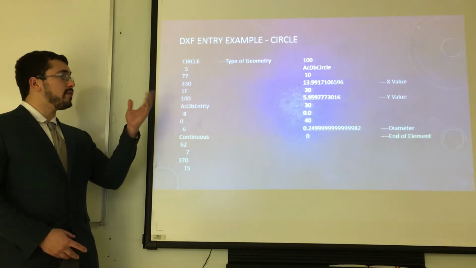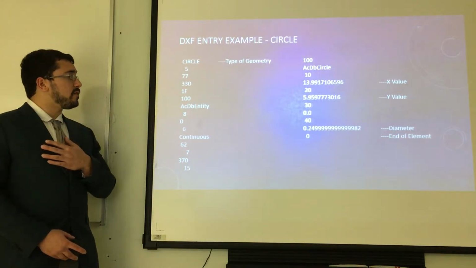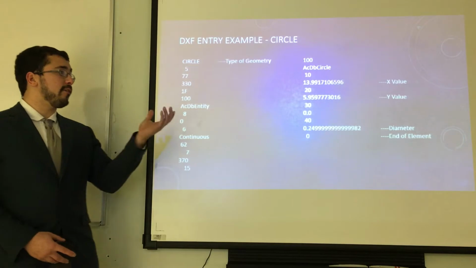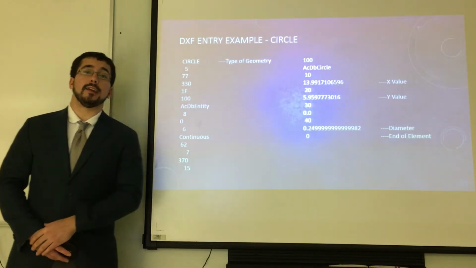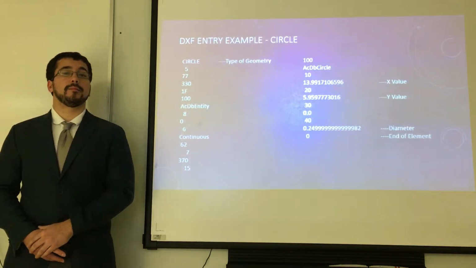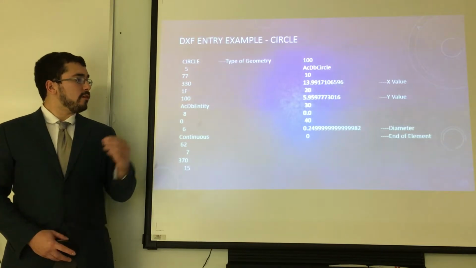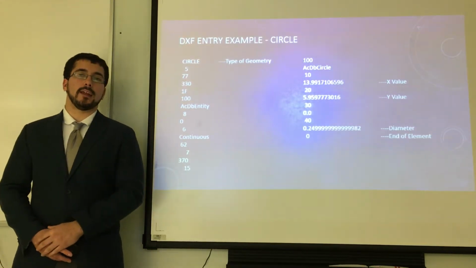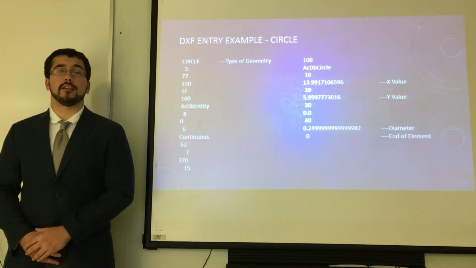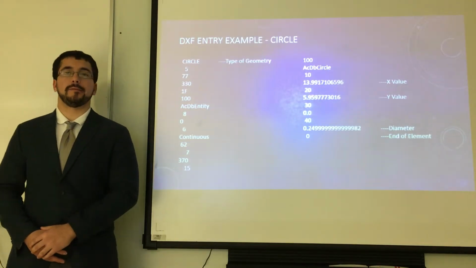We can see the type of geometry, and some other points we can see are the X value and Y value and the diameter, since it's a circle. And we also have this space 0 at the end. This signifies the end of the element, and it moves on to the next element.